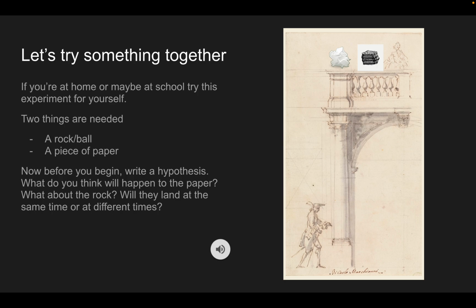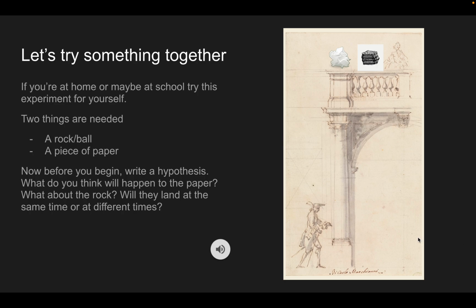Before you actually begin, you should think about what is going to happen. We discussed before that two objects dropped from the same height will hit the ground at the same time regardless of their weight. So do you think this is the case for the paper and the rock or the paper and the ball that you're using? Before we begin, write that hypothesis down really quick. And then we will look at our experiment.